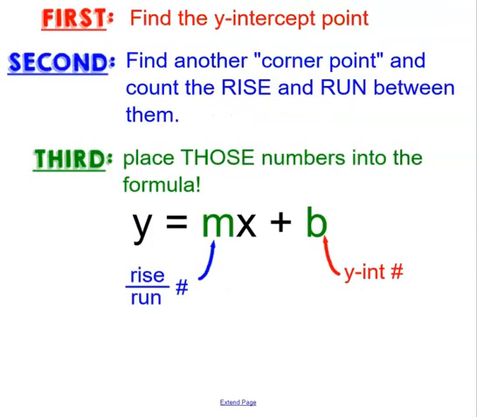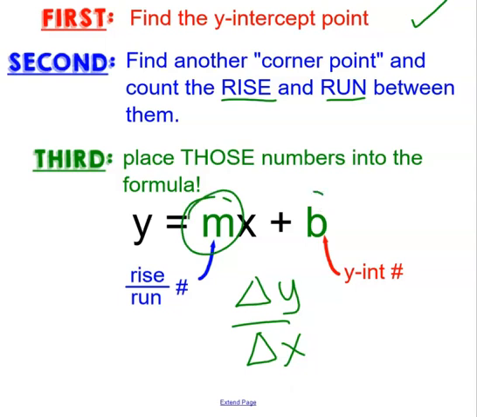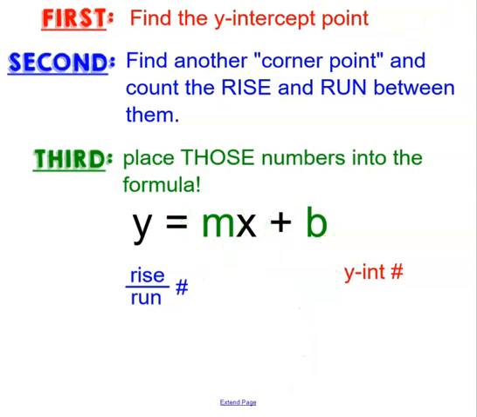So the first thing we're going to do when given a graph is find the y-intercept point. Once we've done that, we need to find another perfect corner point by counting the rise and the run. Some people call this the delta y and the delta x. Once we know those two numbers, we place them in the correct positions.